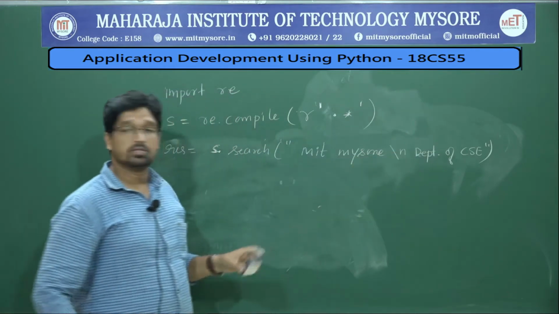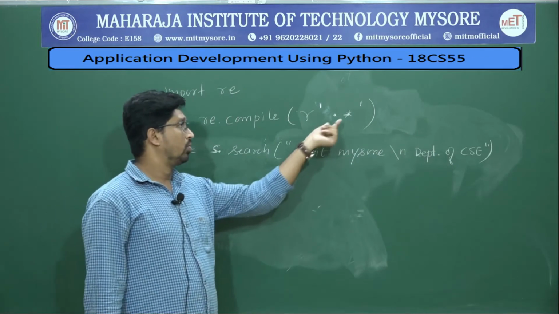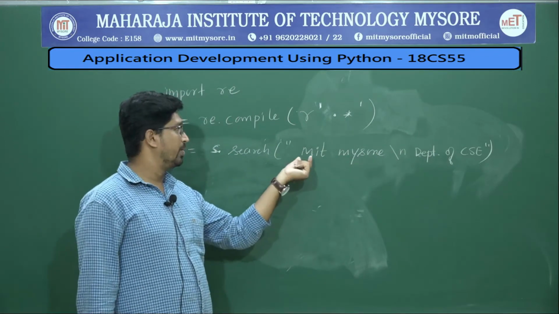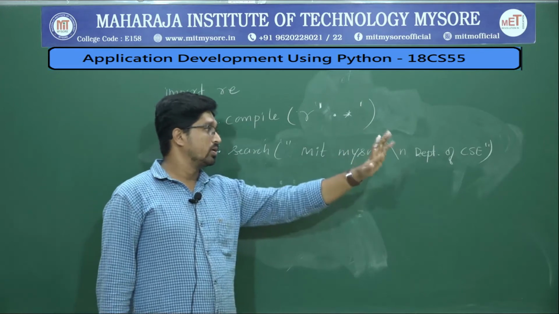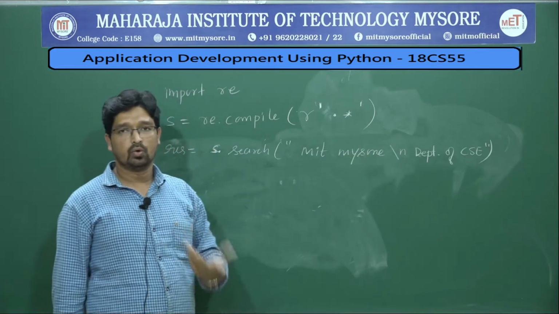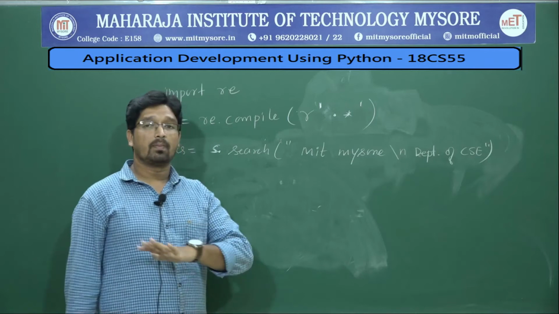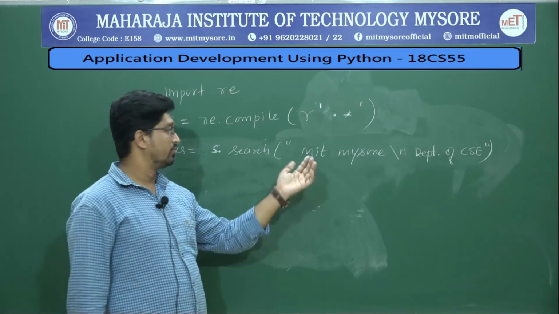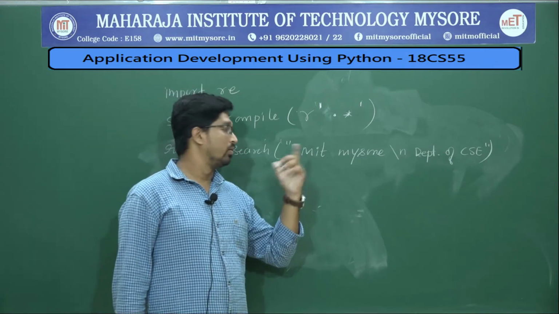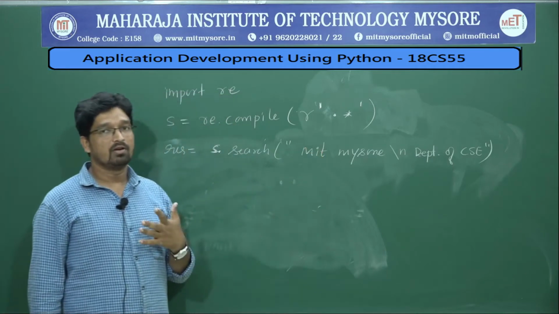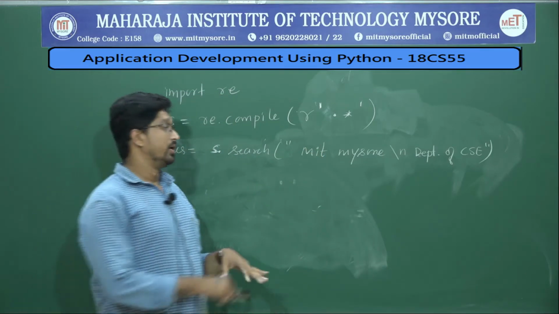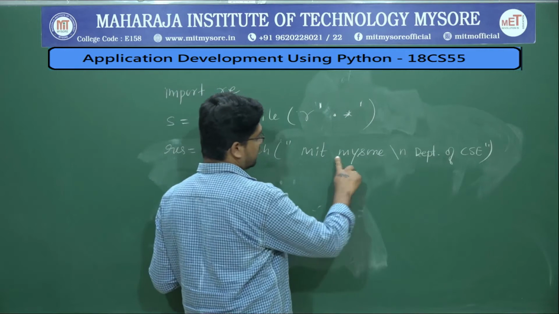So now what happens? What is the output? The output will be MIT Mysore, Department of CSC. No, as I said, dot will not match for \n. So what Python will do is match only up to the \n. It will match MIT space Mysore.